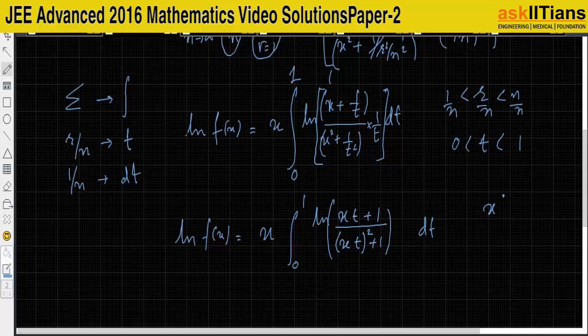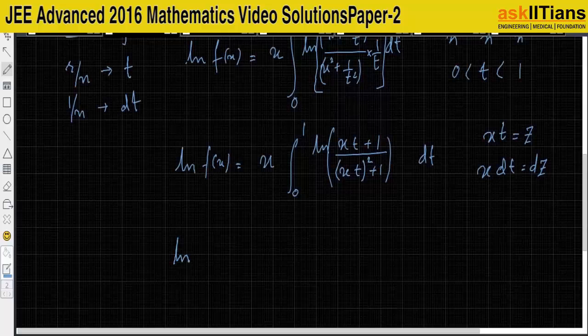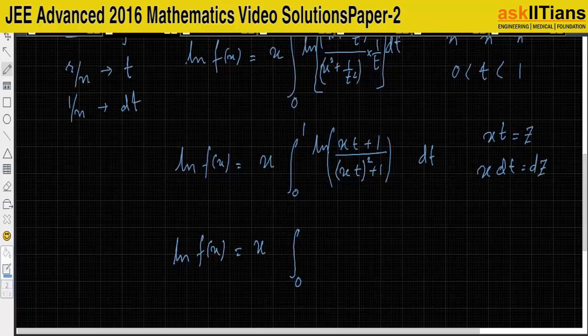Something like this. Now I can substitute x times t as z. Here x is constant, right? So x times dt is dz. Alright, so I'll get ln of fx equal to x times, what will be the limits? If t is 0, z will be 0. If t is 1, z will be x. Ln of z plus 1 divided by z square plus 1. I have to integrate this, and dt is dz by x.